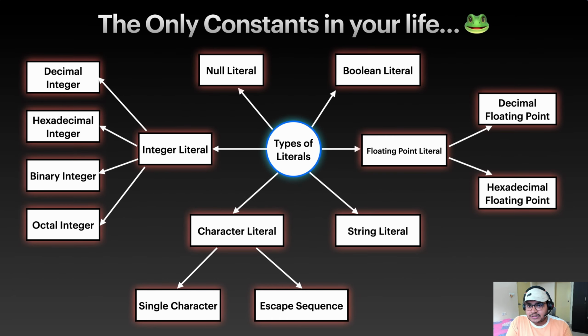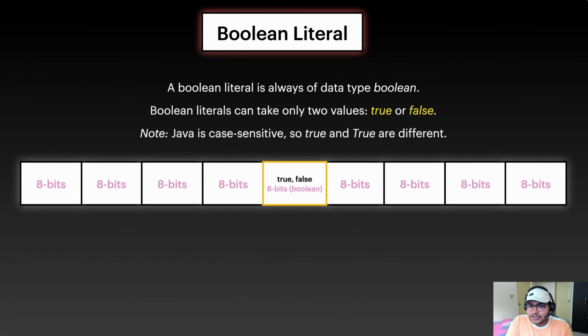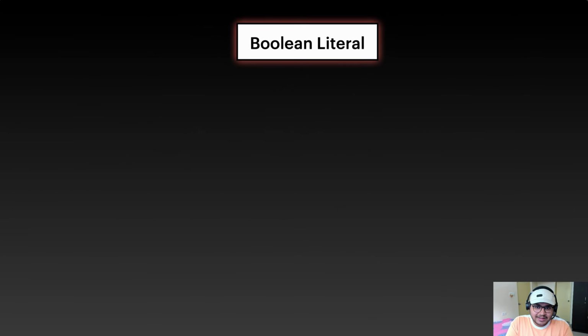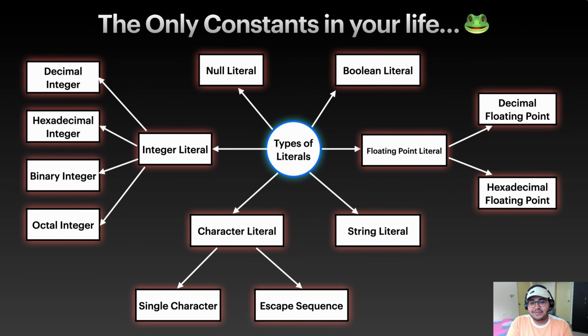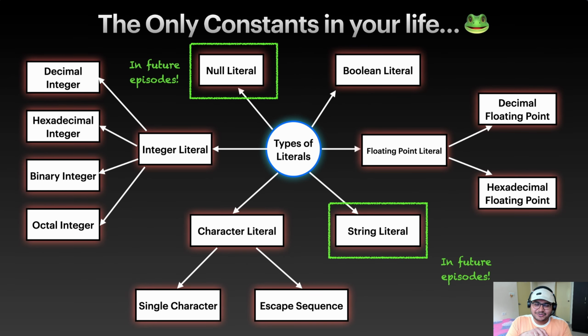A Boolean literal is of data type boolean and can take only two values, true and false, all in lowercase letters. And voila, that's all you needed to know about literals in Java. You're now an expert in that.